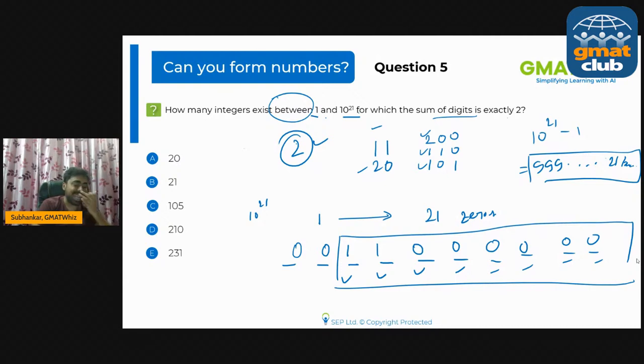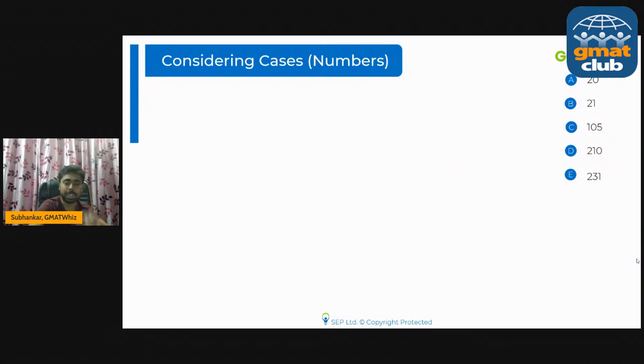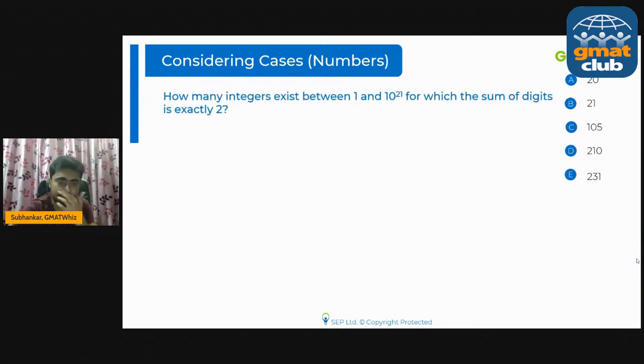So if I can place 2 ones at any of these 21 places, it is done. My summation is going to be 2. I'll explain this part again. I'm just moving to the next page. What I'm saying is, suppose I write all the 21 places here. Suppose I put 1 here and I put 1 here, and in all the remaining places I fill 0.